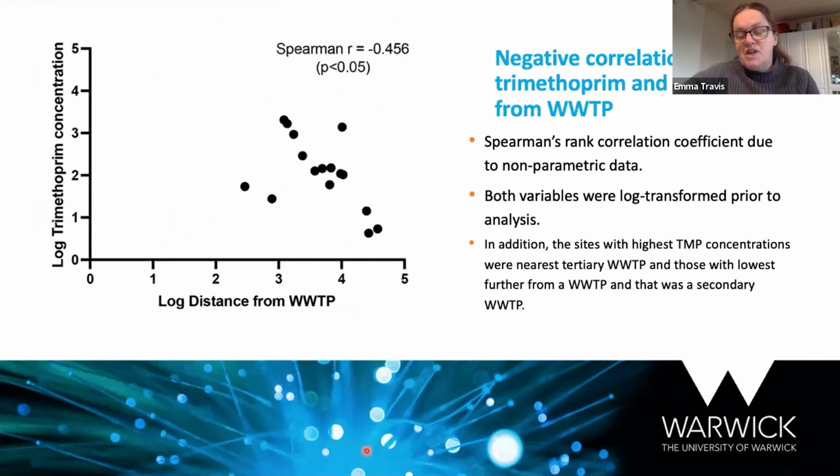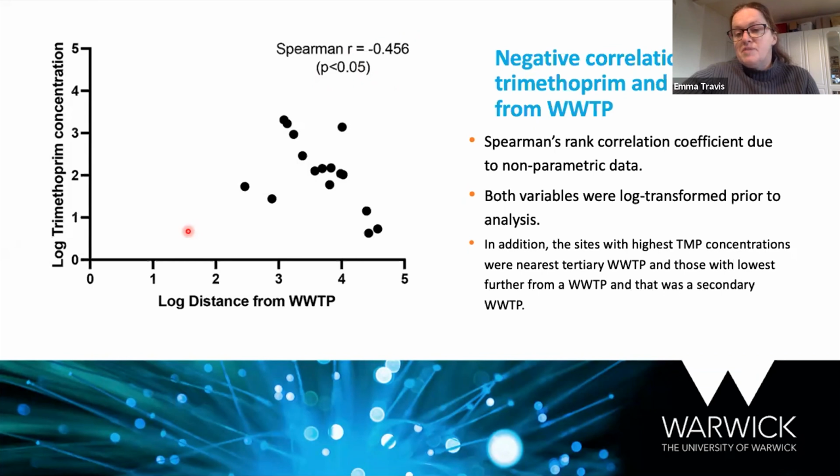You can also do distance correlations. Wastewater treatment plants are of particular relevance, but also things such as fish farms, other farms where you might be having runoff into the rivers are also of relevance, and you can do geostatistics using your geomapping. Here we looked at the trimethoprim concentration at each site versus the distance from wastewater treatment plants. So these values were log transformed. It's non-parametric, so a Spearman's rank correlation has been performed, and there's a negative correlation, as you can see here, which is significant, with distance from wastewater treatment plant.